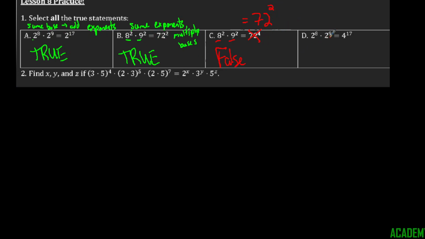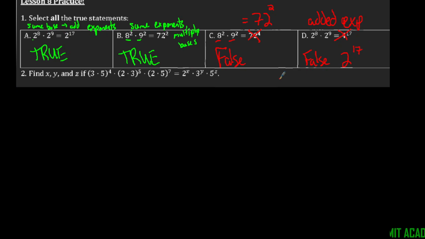And then in part D, this is going to also be false. When I say should have just added the exponents, it should have been 2 to the power 17, which is that part A. So make sure you can see those examples.